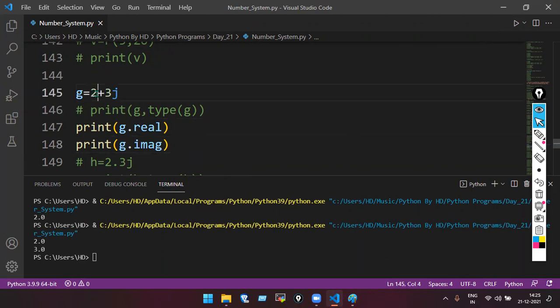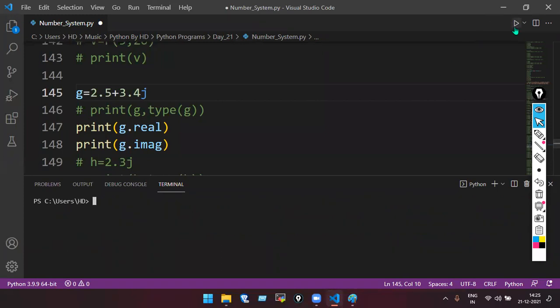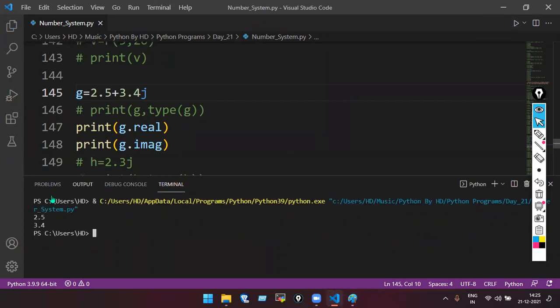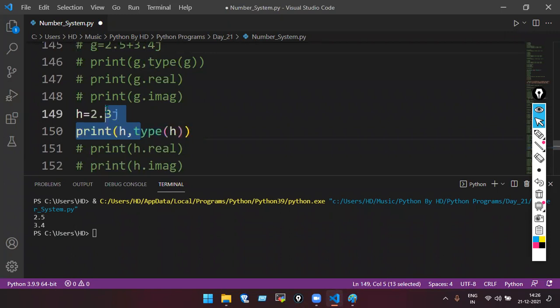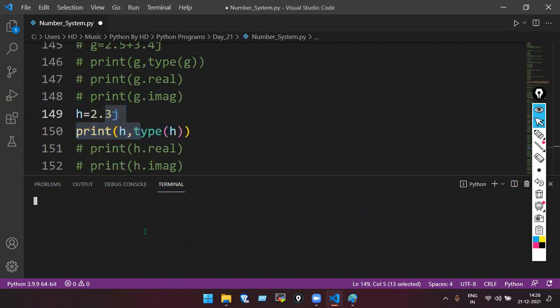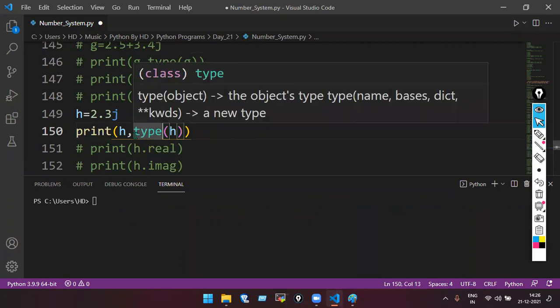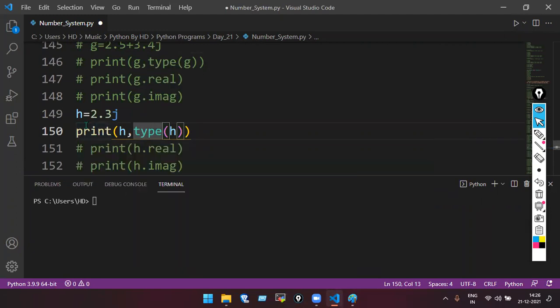Suppose I have 2.5 here and 3.4 here. So clear the screen, run the code again. Real part I got 2.5, imaginary part I got 3.4. Now here, what is the answer of real? What will be the answer there? Print H, I'm saying. So 2 into 3, 6, 6j, type of j is complex.